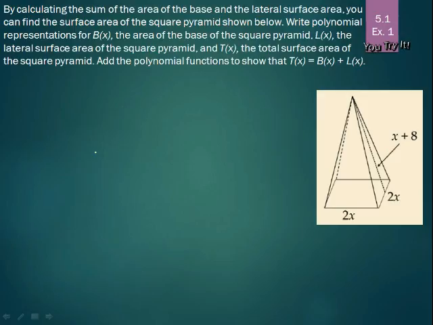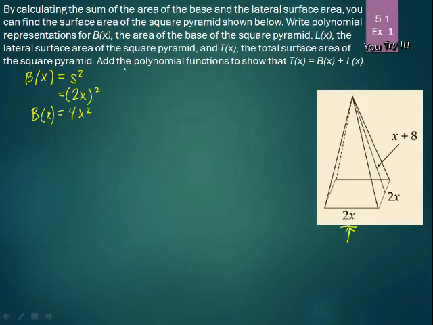Okay, so let's first write the polynomial representation for B of x. B of x is the area of the base, and it's a square pyramid. So the square base will just be side times side, or length times width, or side squared. In this case, each side is 2x, as you can see here. So it's just going to be (2x) squared, making sure to put 2x in parentheses. 2 squared is 4, and then we have x squared. So B of x will equal 4x squared.